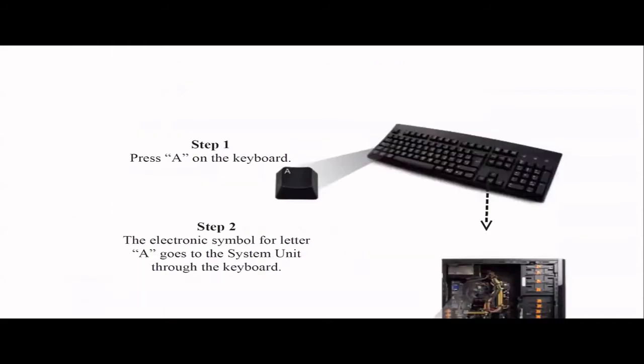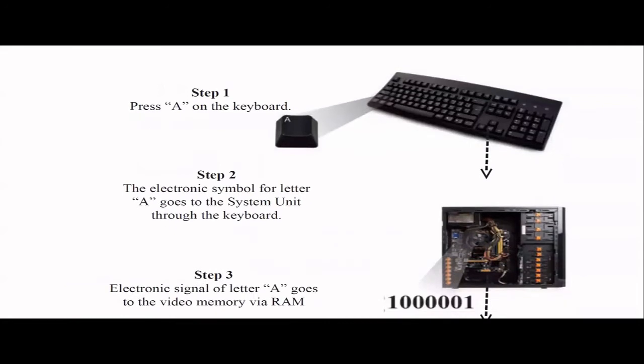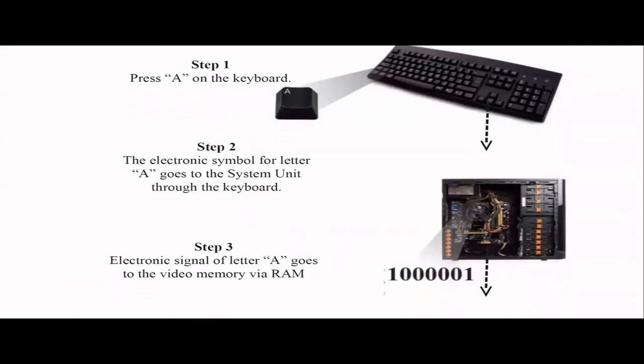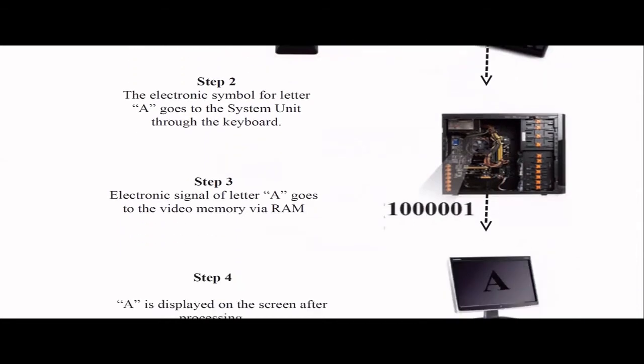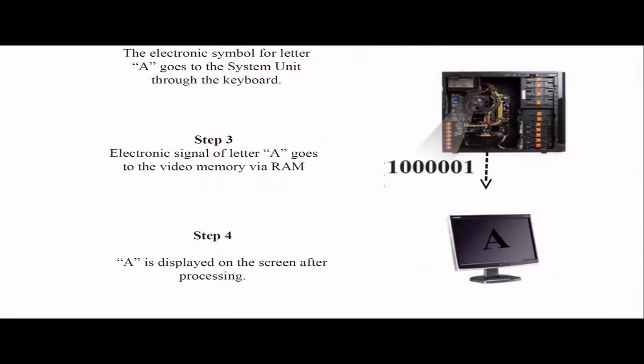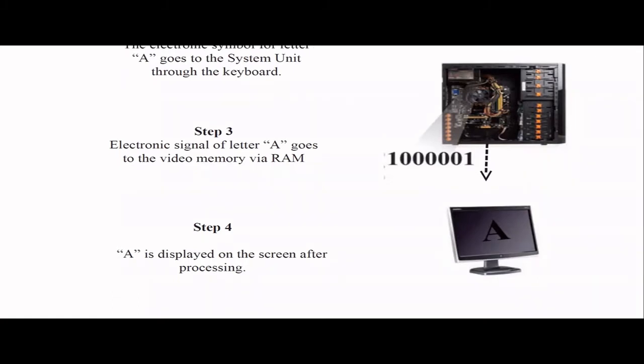So the teacher is explaining that when you type the letter A on your keyboard, what happens is that this electronic signal for letter A goes to the system unit, right? Because the keyboard is acting as an input device. We learned about input devices. So the keyboard is an input device, and this electronic signal for letter A goes to the memory, right? So it will be represented like this.